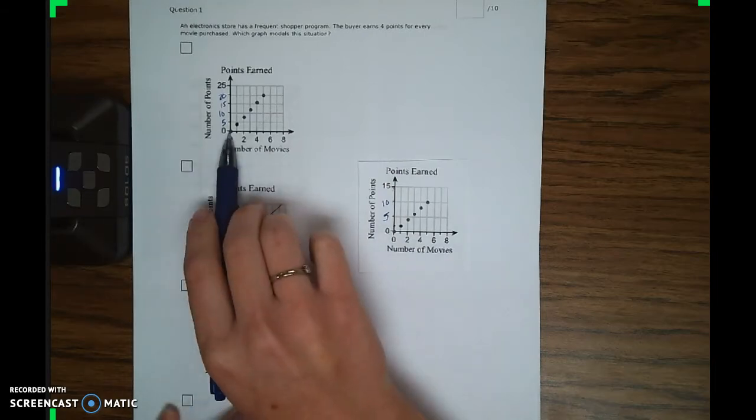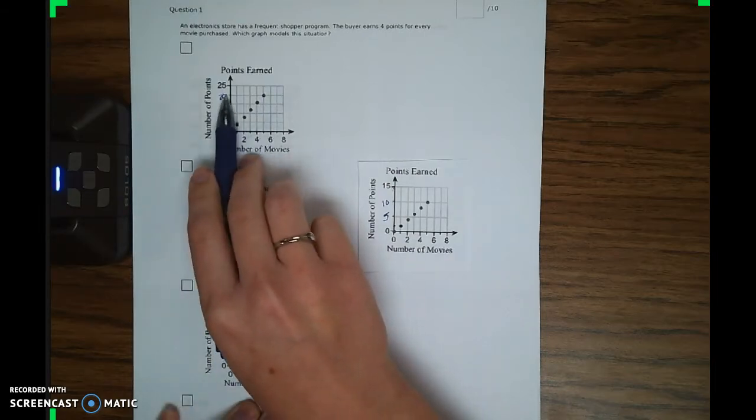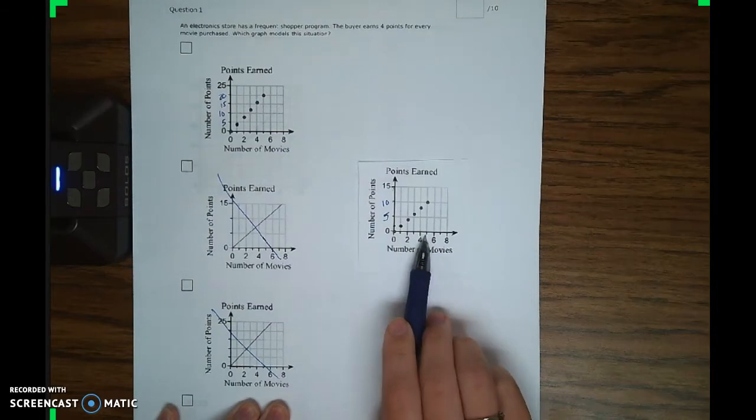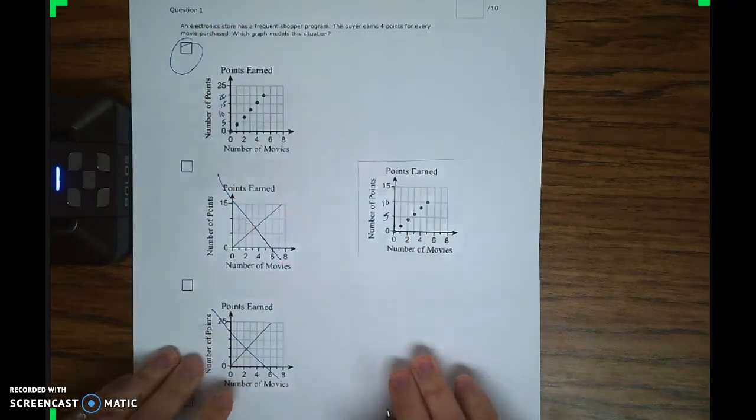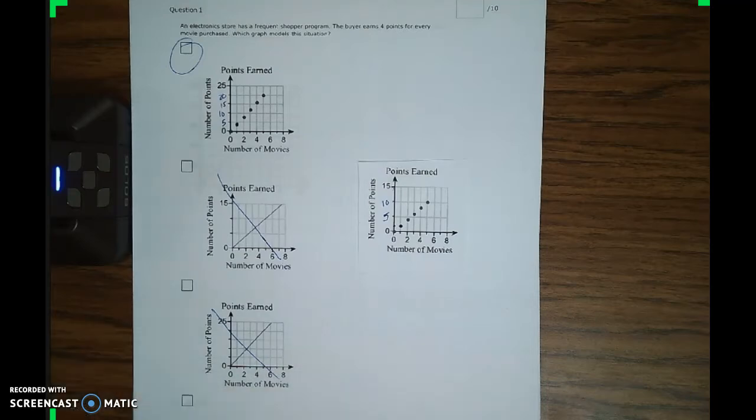So if I look over to 5 movie rentals and go up, that should be at a 20 mark, where if I look at this one, 5, and then I go up, that's only at 10. So that's another way that I can figure out that that is the graph that I want to use.